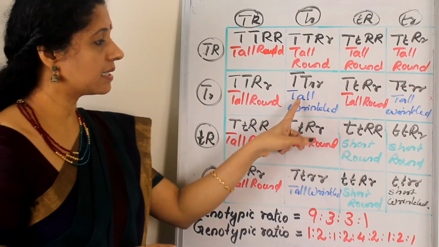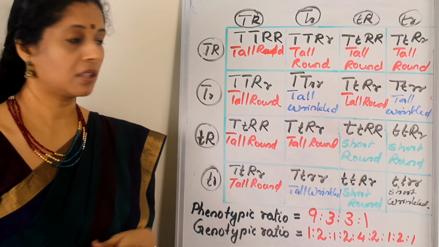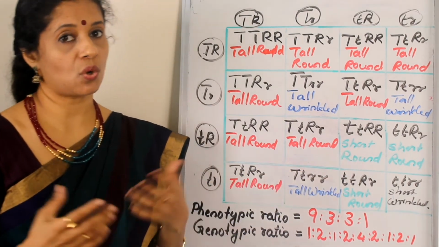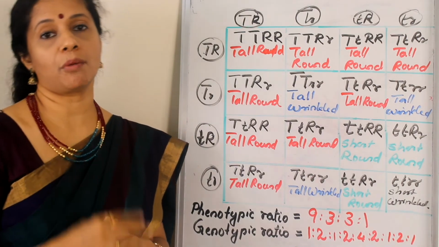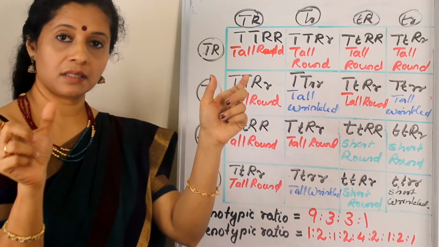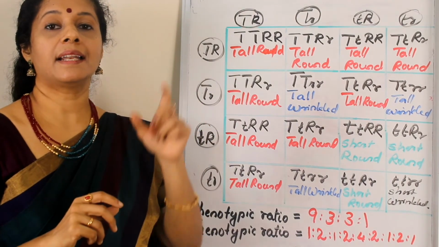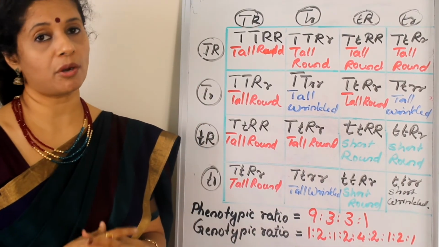But what about this tall and wrinkled? It was not in the parental combination. Or short and round was also not in the parental combination. But here 2 new combinations form. Tall combined with wrinkled and round combined with short. So these are 2 new combinations.